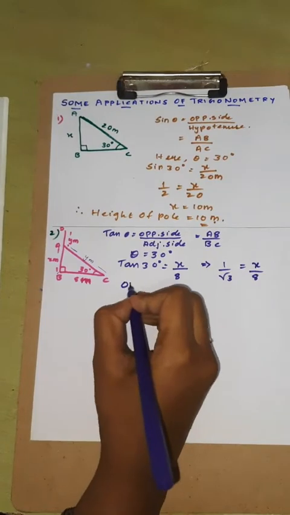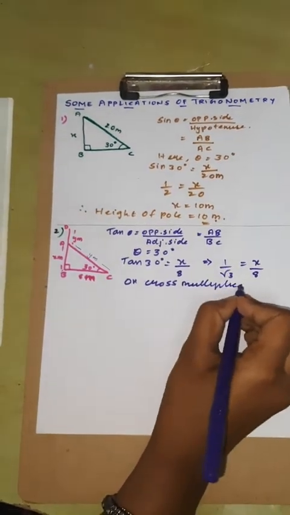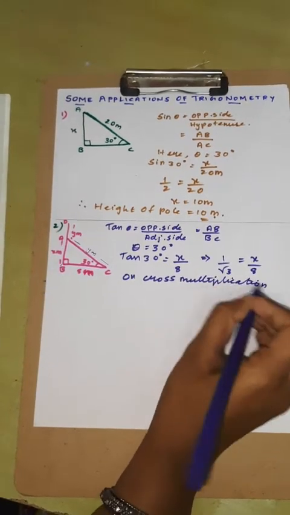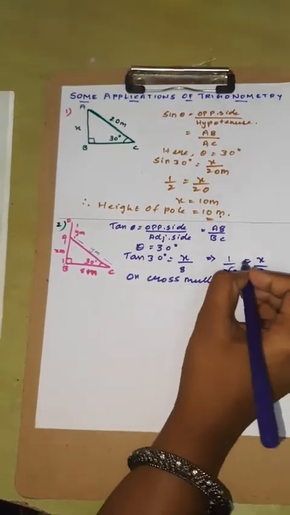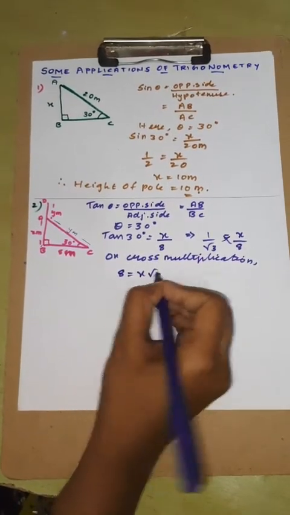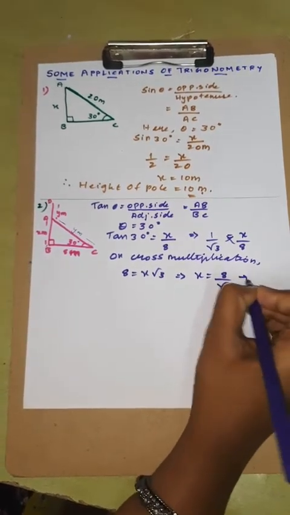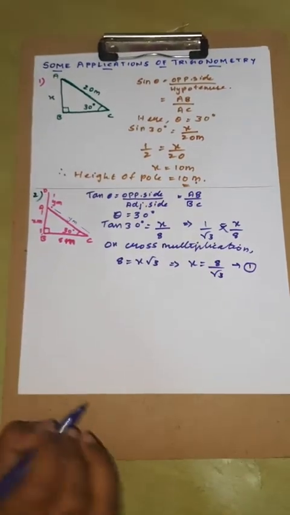On cross multiplication, what do you get? When you cross multiply it, you will be getting 8 is equal to x root 3, and from this you will be getting x value to be 8 by root 3. So let this be equation 1 or value 1.